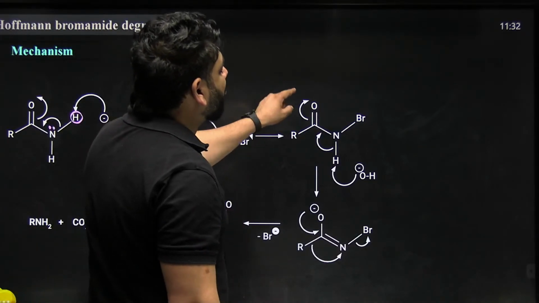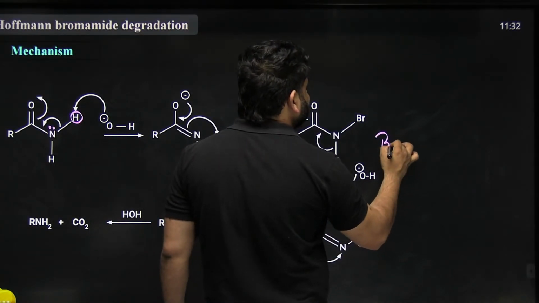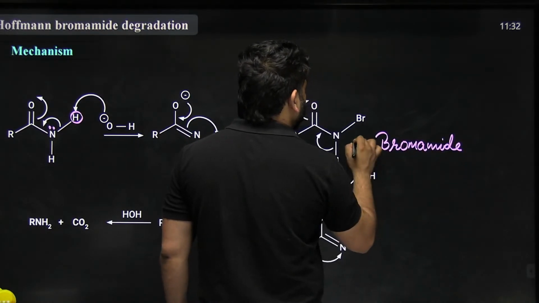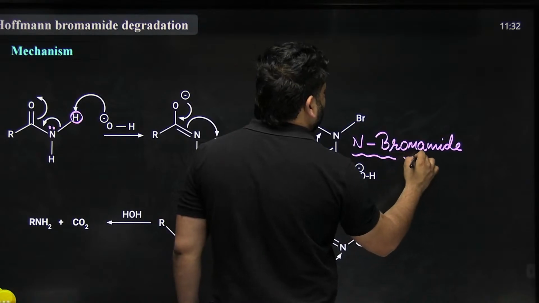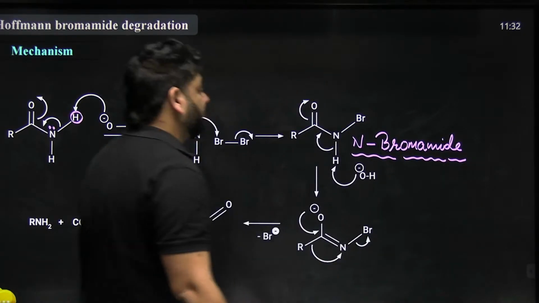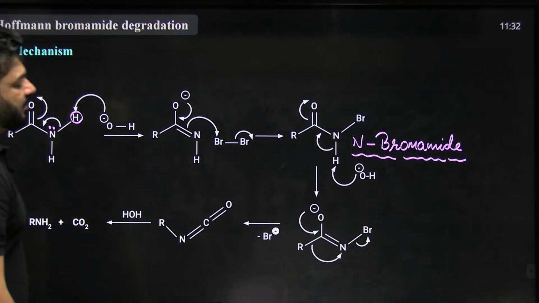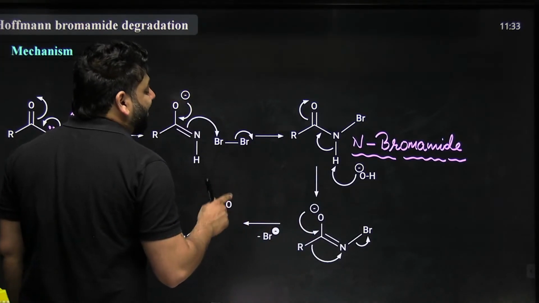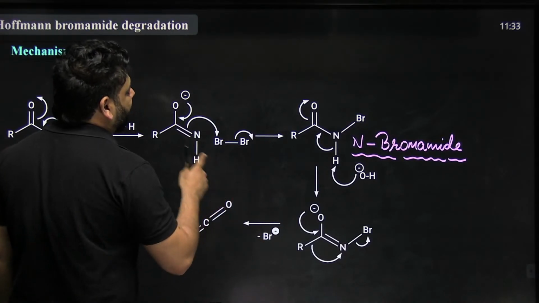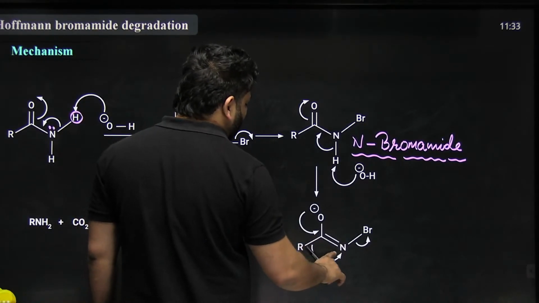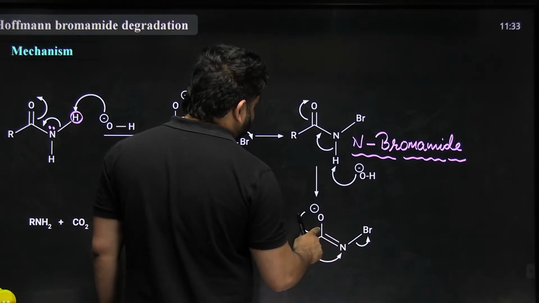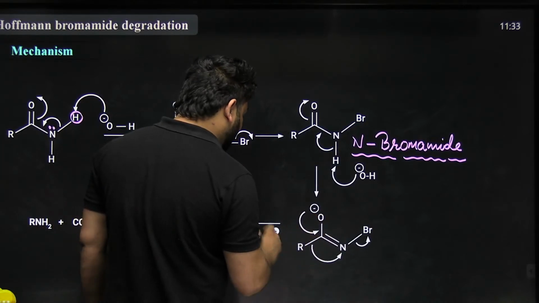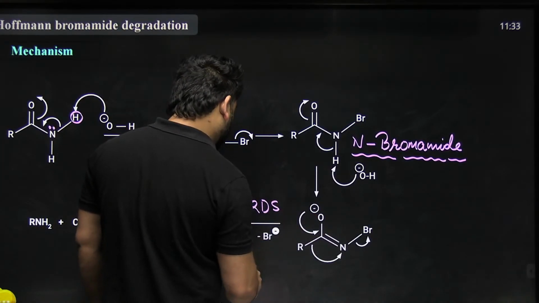So this is called the N-bromamide. Then another base will come and make an N minus, and this will not attack further Br2, because this is not as good a base as it was earlier, and also we do not have any acidic hydrogen to be removed, so it will simply go and attack. This is the RDS of this reaction, and it is called the alkyl transfer reaction.